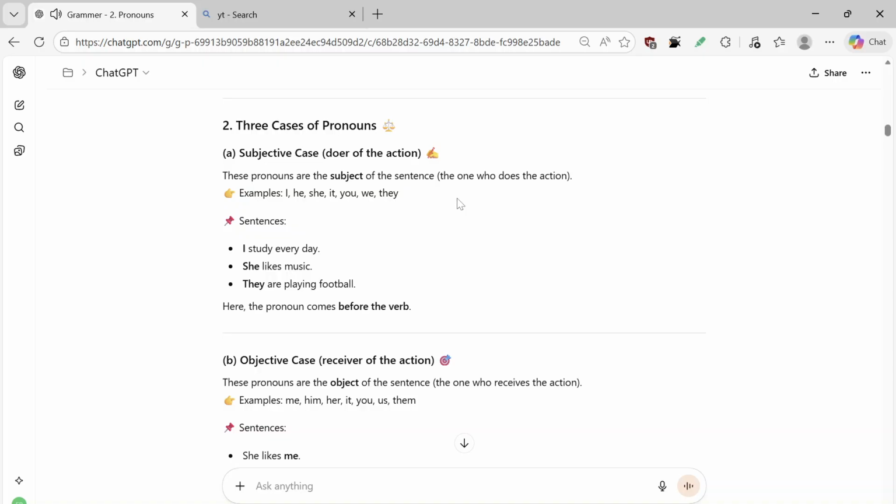B. Objective case, receiver of the action. These pronouns are the object of the sentence, the one who receives the action. Examples: me, him, her, it, you, us, them. Sentences: She likes me. We saw him. The teacher called them. Here the pronoun comes after the verb.